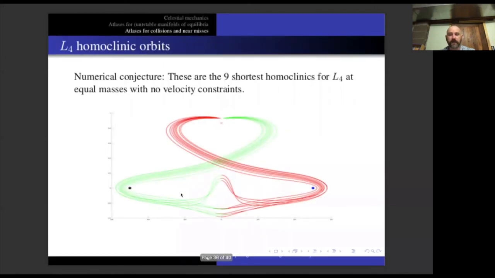The rest is pictures that I'll show very briefly. Here are numerical computations of the 9 shortest homoclinics for L4. It's a conjecture because I haven't rigorously computed the global manifolds; I'm only computing these numerically. But I claim that they're the shortest because here I've done the regularization, so there's no need to cut holes out around the primaries. Orbits that pass arbitrarily close to the primaries are okay, and I can still integrate those.